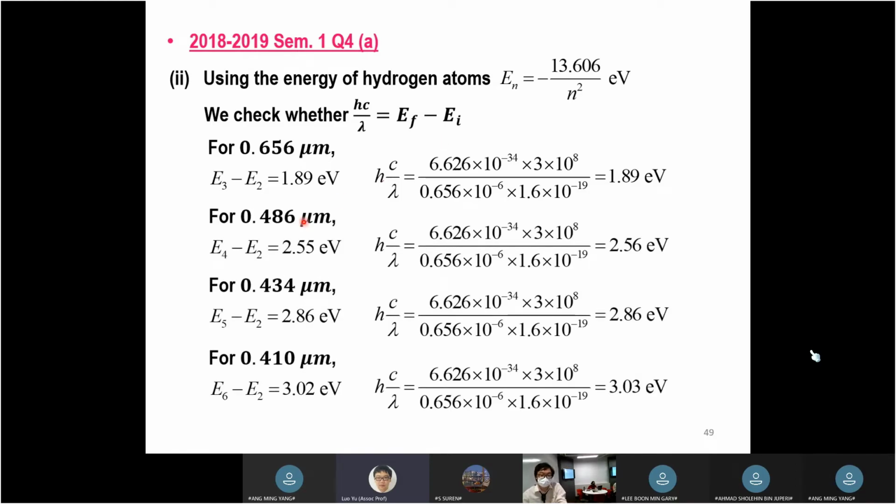Then we check the other 3 wavelengths. For E4 to E2, this is 2.55 eV, and the corresponding hc over lambda is about 2.56 eV. So they more or less agree, less than 1% difference, which means they still agree quite well. For the next wavelength, both are 2.86 eV, so they also agree. The last one is 3.02 eV, and the other is 3.03 eV, also less than 1% difference. So they agree quite well, which means this theory is correct. This is how you should provide a solution for this question.